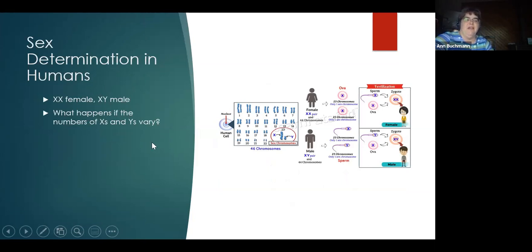So one of the things that can happen is that you can have multiple numbers of X's and multiple numbers of Y. This comes about because of non-disjunction during meiosis, where basically an egg may have two X's in it, for example, or a sperm may have two X's or two Y's, or any variations of that, an X and a Y, for example. And when that happens and you get a fertilized egg, that egg may have a variable number of X's and Y's. We don't have a lot of tolerance to having extra chromosomes, but we have a lot of tolerance for having X's and Y's, and I'll explain why that is in class.